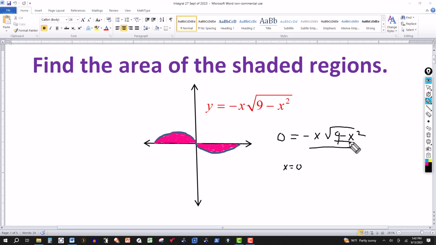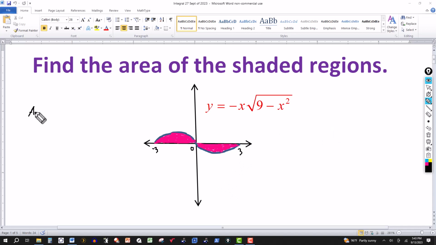And then in the radicand, what makes that 0? x is 3. 3 squared is 9, and 9 minus 9 is 0, or negative 3. So the other intercepts would be at negative 3 and 3. So this point over here would be negative 3, 0. The origin would be 0, 0. And this point over here would be 3, 0.